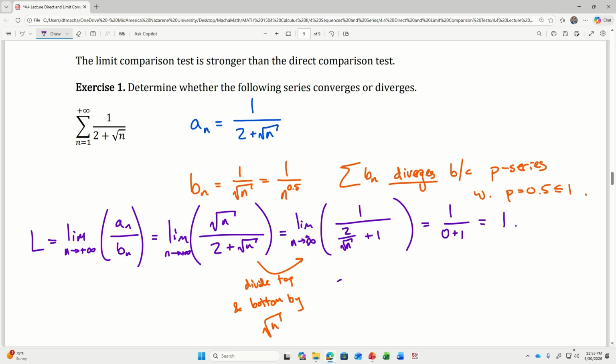And since L is equal to 1, the series that I originally care about diverges by the limit comparison test.